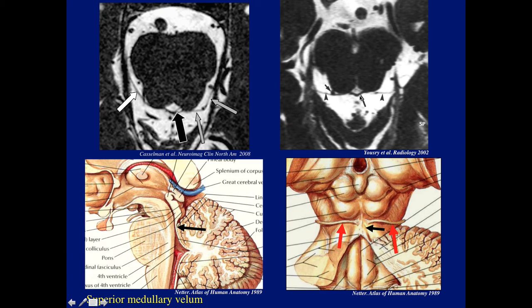Now, a very important landmark to identify this portion of the cisternal fourth nerve is this structure here, which is the superior medullary velum, outlined with a black arrow. This is a very thin layer of white matter that covers the fourth ventricle. It sits between the two superior cerebellar peduncles. So here it is on the coronal view and on the sagittal view. And you can see this little triangle here. This is the superior medullary velum.